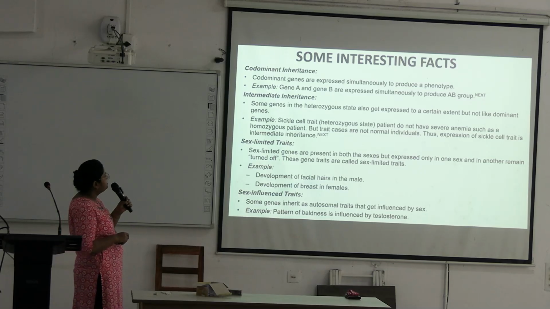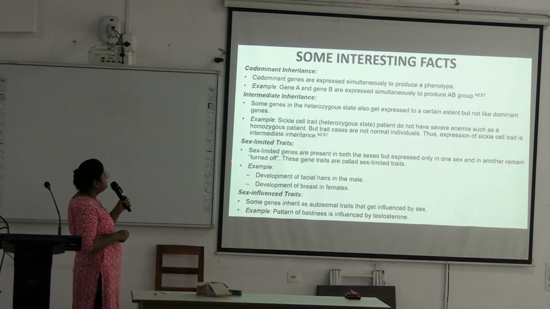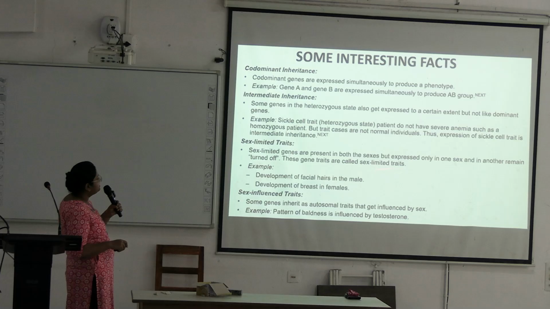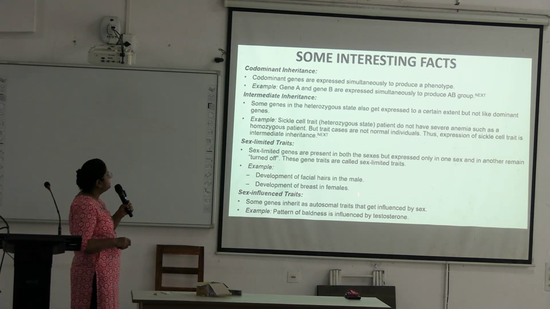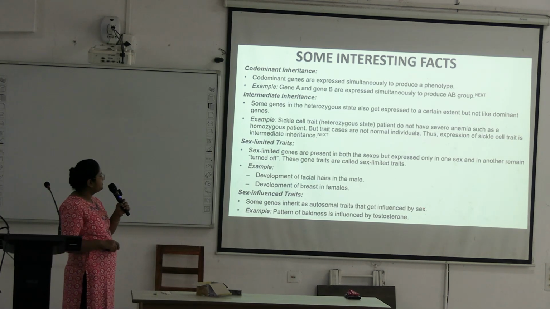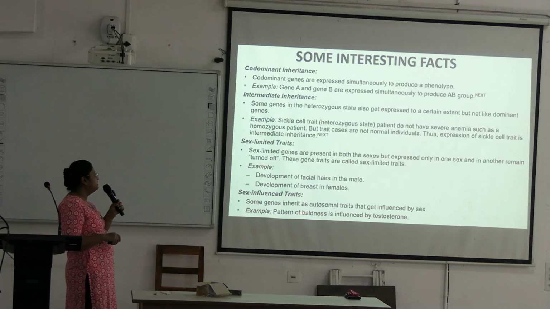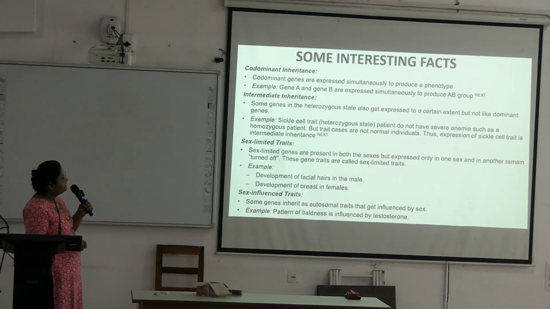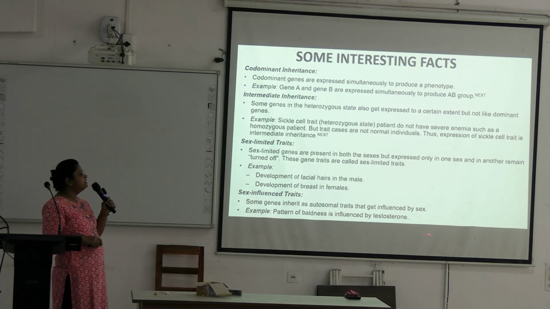Next is sex-linked traits. Sex-linked genes are present in both the sexes but expressed only in one sex and in another remain turned off. And these genes are called sex-limited traits. Example is development of facial hairs in the male and development of breast in the female. This is present only in male, this is present only in female. Sex influence traits: some genes inherit as autosomal traits and that get influenced by the sex. Example is pattern of baldness is influenced by the testosterone.